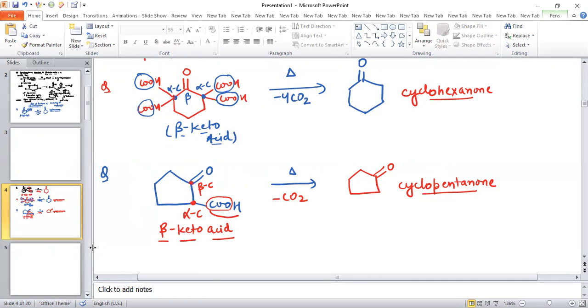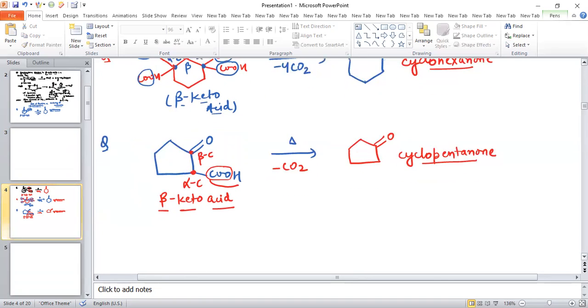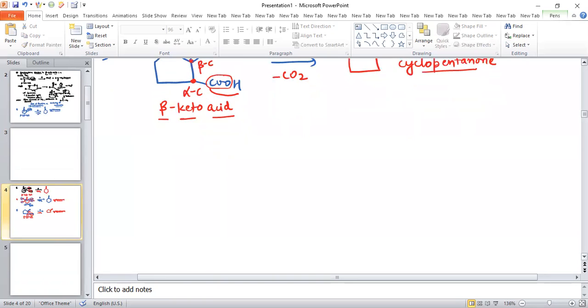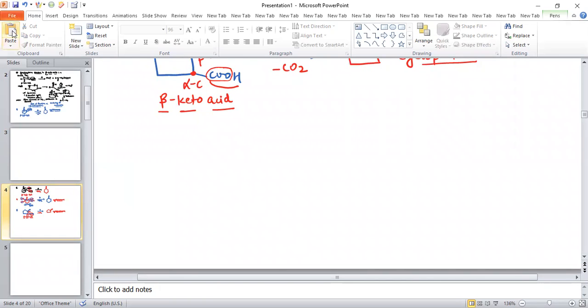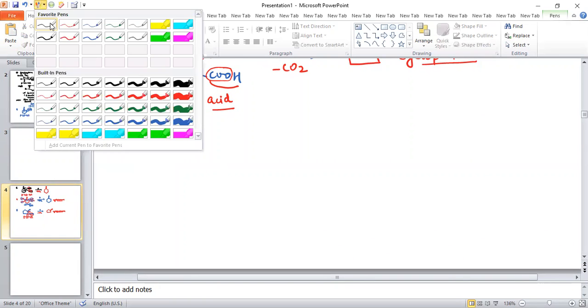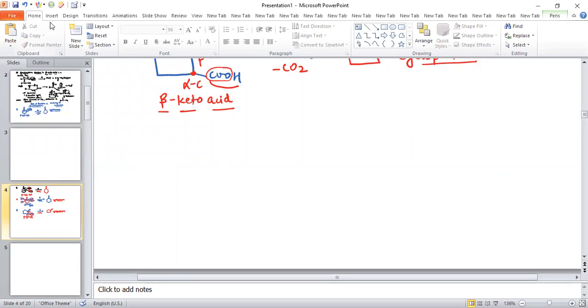So now we are going to discuss some more methods for the preparation of aldehyde and ketone. The next reaction I am going to discuss is the reduction reaction. So how can we prepare aldehyde by using a reduction reaction? Now see.